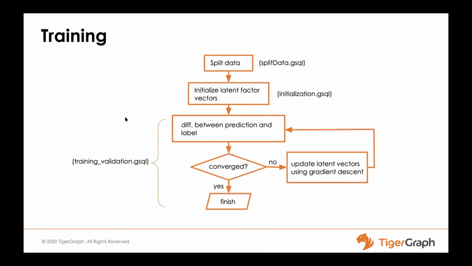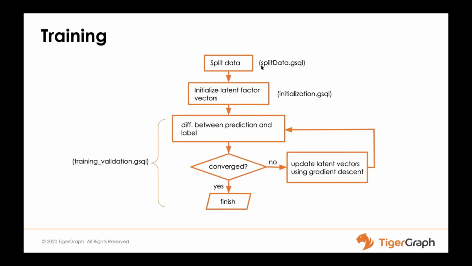Okay, so now here you see the flowchart of the query to train the model. If you are familiar with machine learning, this is actually a very typical process for any optimization problem. So the overall picture is we want to find a set of vectors that can minimize the error between the prediction and the real value.